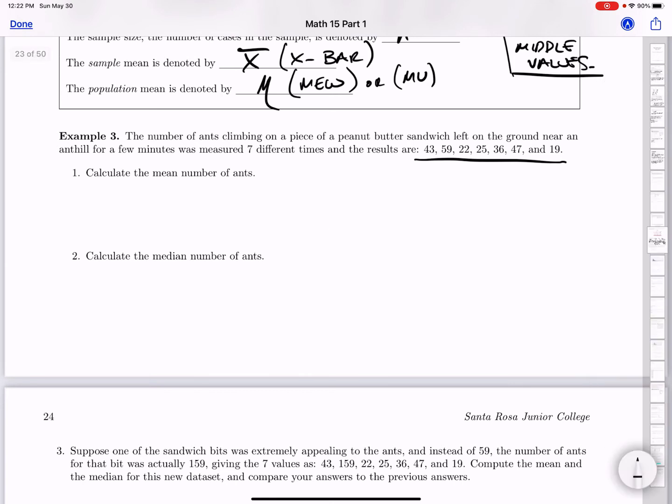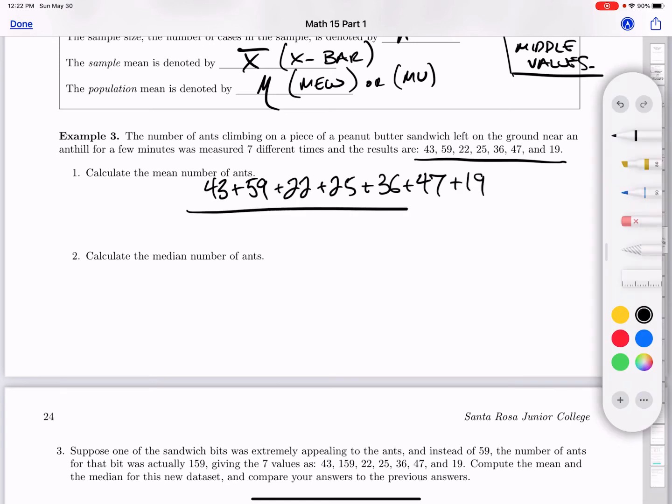All right, so we know the mean number of ants is just a matter of adding all the data values up and then dividing by the number of values. So there are 7 values here. We would call this x bar as a notation, and then we add. And then I round that to 35.9.